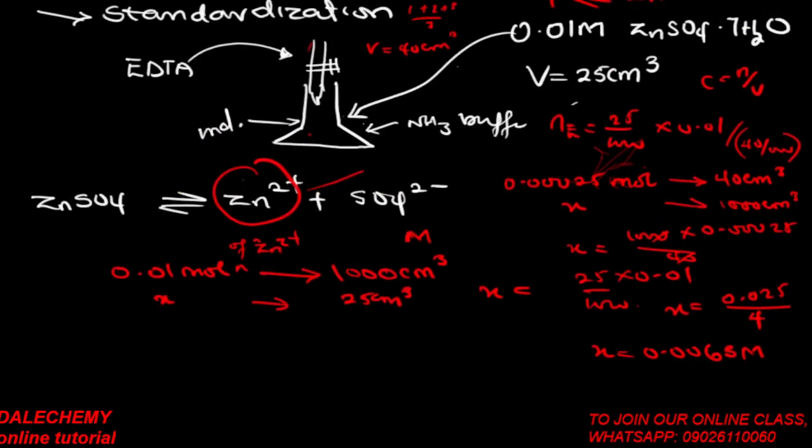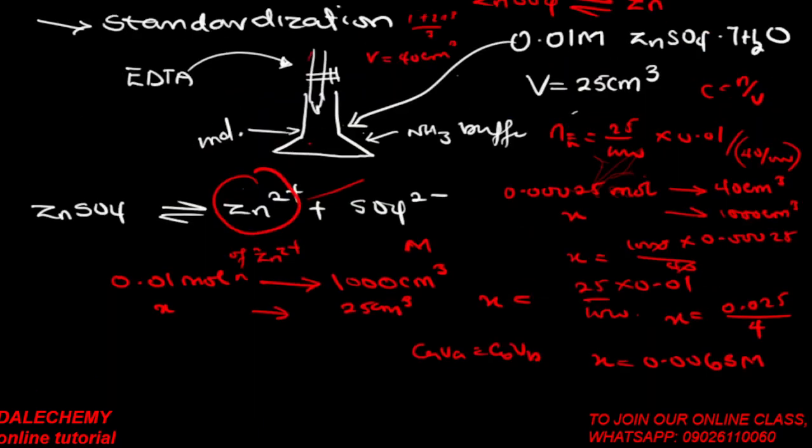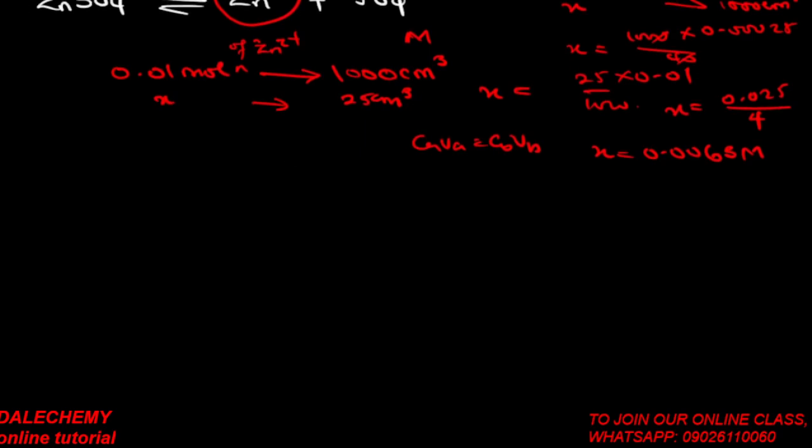Now you are able to standardize the EDTA, and simply you can use the formula CAVA equals CBVB to get your accurate answer. If this is not clear to you, this is how you are supposed to do it in your manual. So just watch the video again if you do not get it. Now that is just the standardization aspect of it. So the next thing now is to determine your calcium and magnesium jointly.